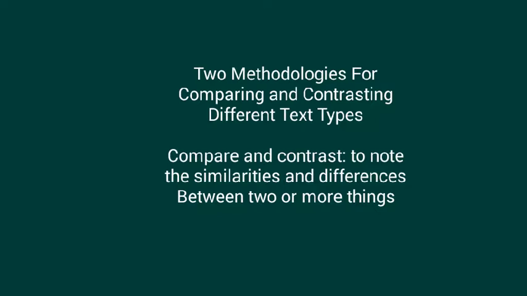Today we're going to talk about methodologies for different text types, specifically methodologies for comparing and contrasting. Comparing and contrasting can be defined as noting the similarities and differences between two or more things, in this case, two or more texts. The two methodologies we'll focus on today are emphasis and verisimilitude.